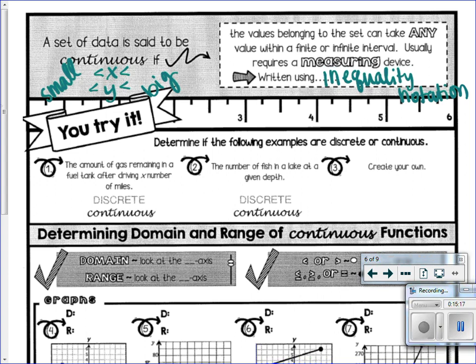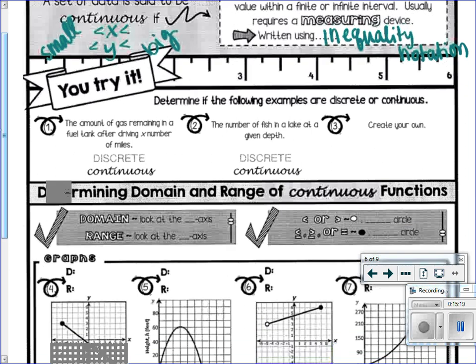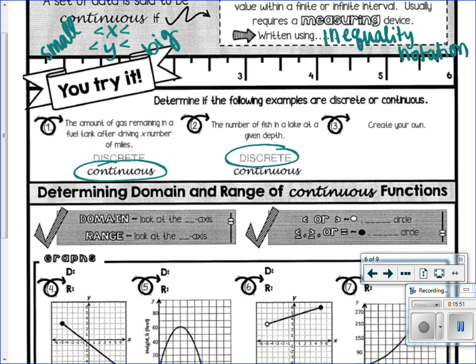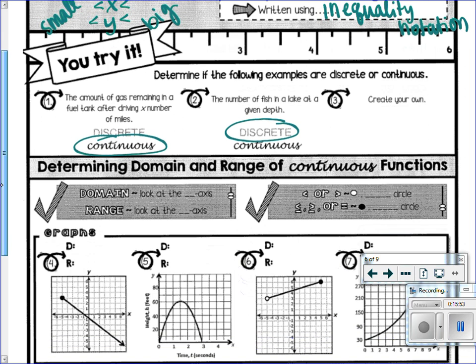Before we go through examples of writing that domain and range in inequality notation, more practice on discrete and continuous. The amount of gas remaining in a fuel tank after driving x number of miles. Is that discrete or continuous? Continuous. How do you know that? It's constantly going down. When you're driving, your gas amount is constantly moving. It's being taken out. And then for number 2, the number of fish in a lake on a given day. Discrete. You're not including partial fish. It is a fish or it's not.